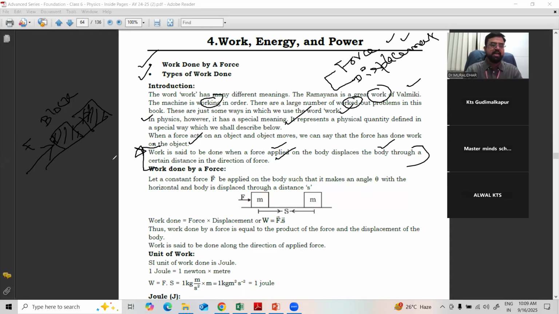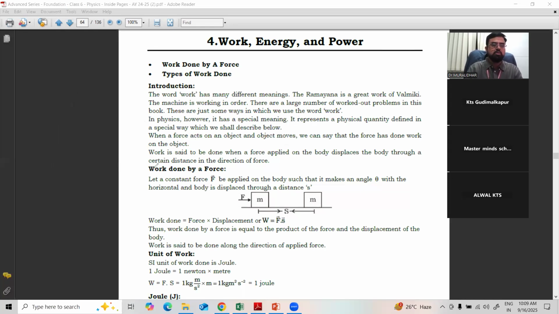Write it as the first point. Very important. Work is said to be done when a force is applied on a body and displaces the body through a certain distance in the direction of force. Suppose you want to move your table towards you, or move it away from you. Anything. We need to apply the force, then only the body displaces. We can say work is done. If the body does not displace, no work is done.